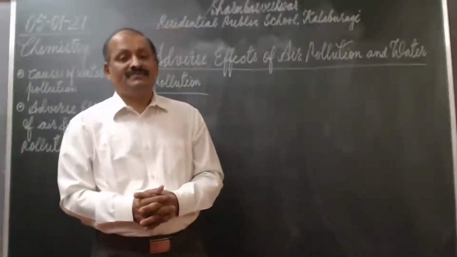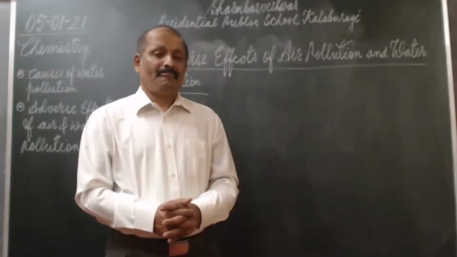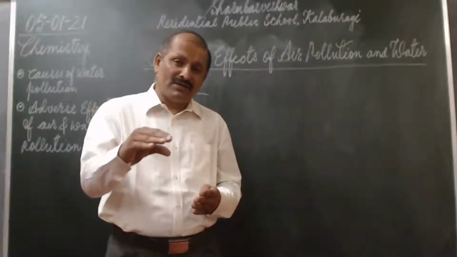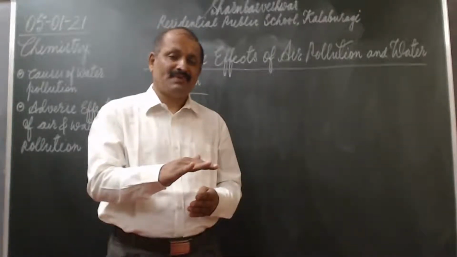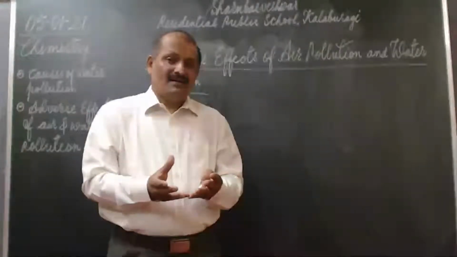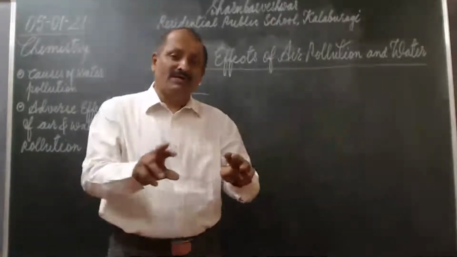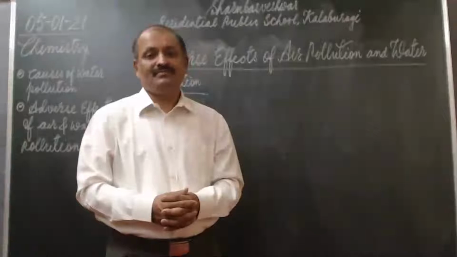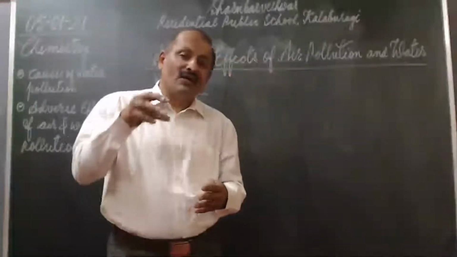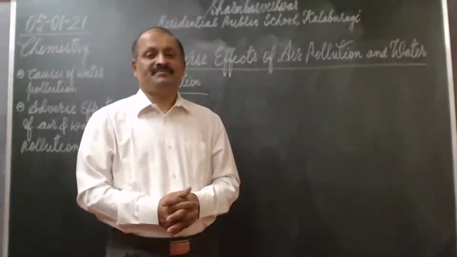So dear students, then we also saw the greenhouse effect. The deposition of carbon dioxide in the atmosphere will form the greenhouse effect, and that greenhouse effect leads to global warming. One is connected to the other. So these are around 7 to 10 adverse effects of air pollution and water pollution.